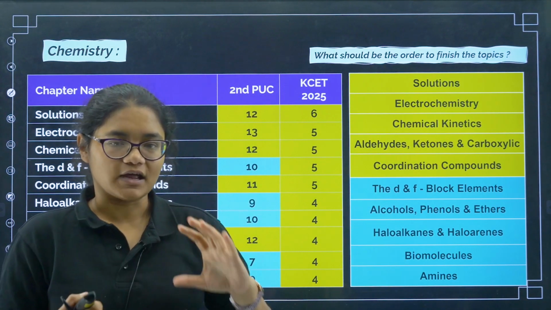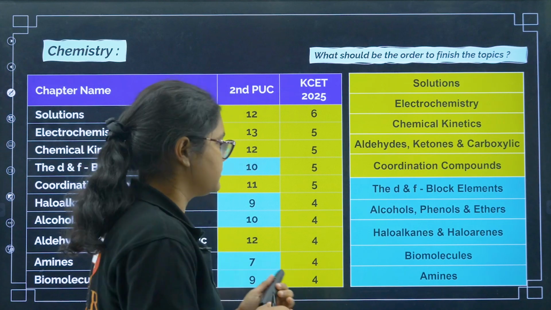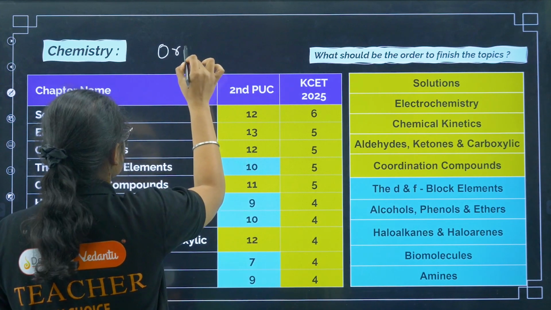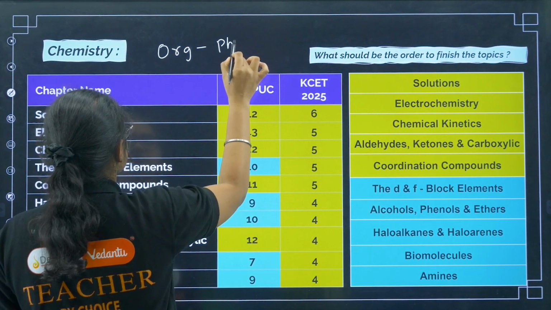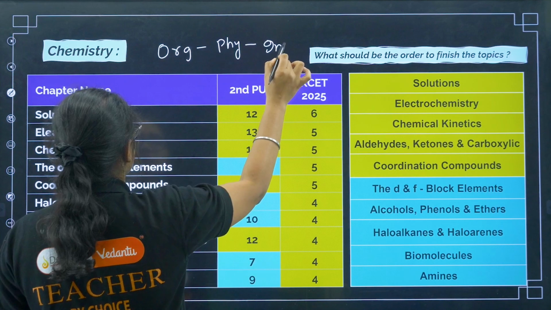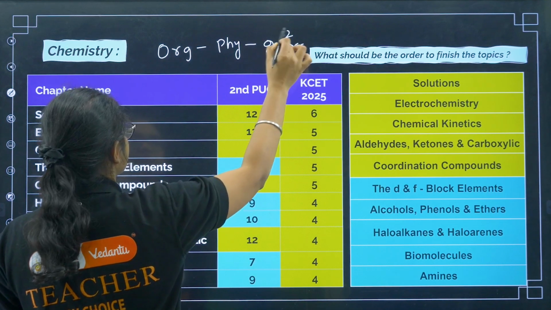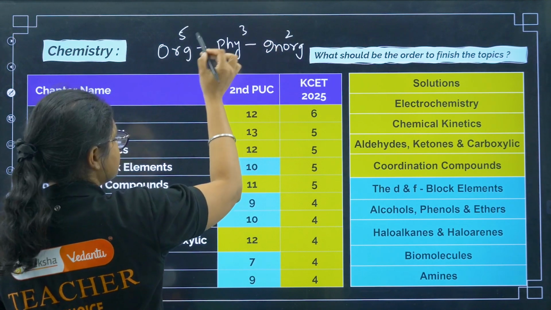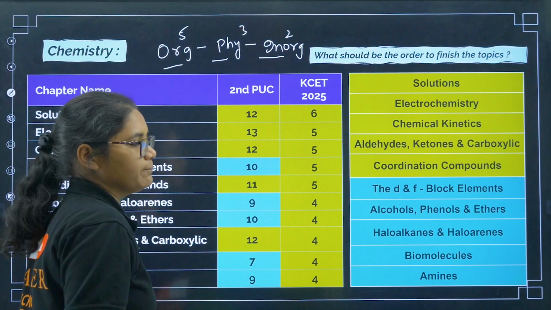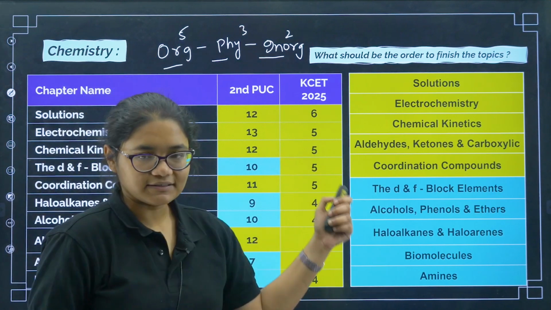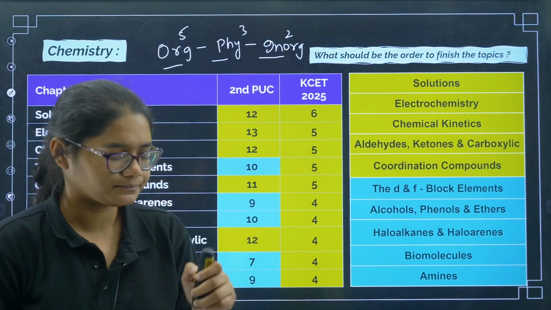Start with organic, because organic requires a lot of revision. Then go for physical, then go for inorganic. Because there are only 2 chapters here, 3 chapters here, 5 chapters here, so you can plan accordingly. That is my suggestion. Again, it is your wish.